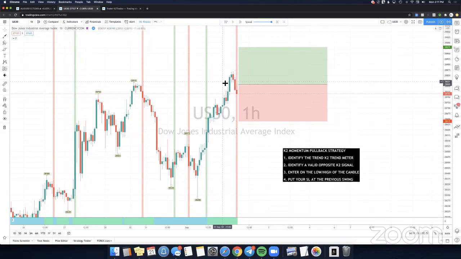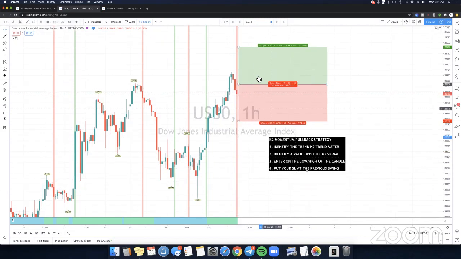Yeah, I just want to make sure that we're on the same page. So right here, this would have been the entry if you did a momentum entry. So once you have that set up, you'd put the stop loss at the previous swing, which would be somewhere around here.